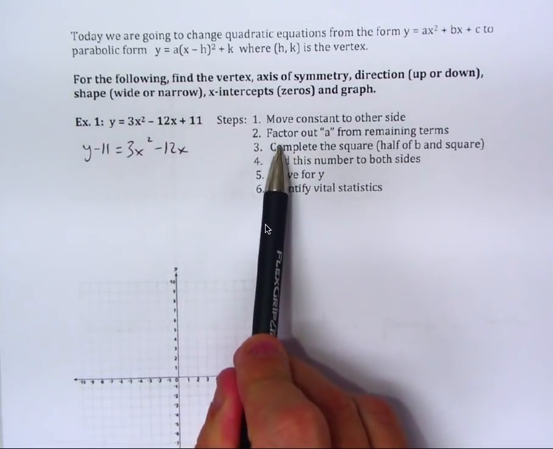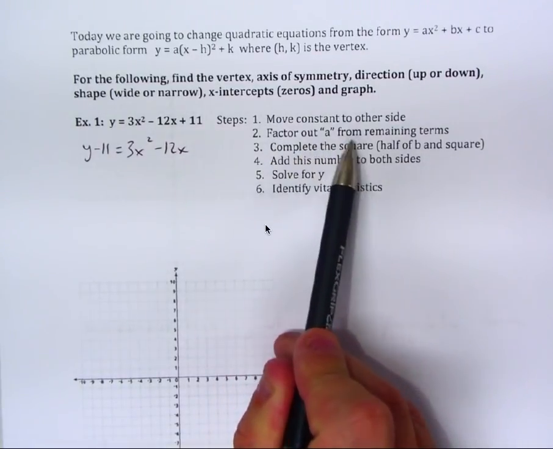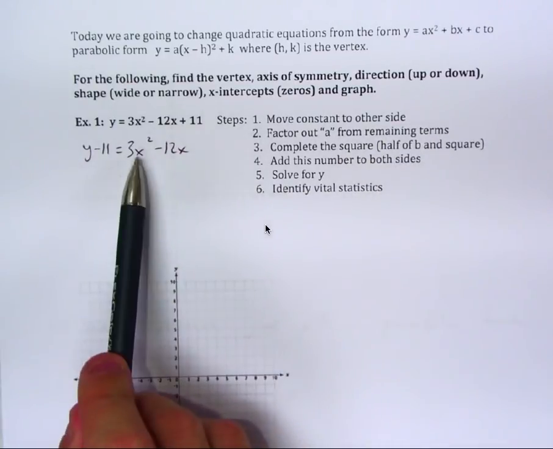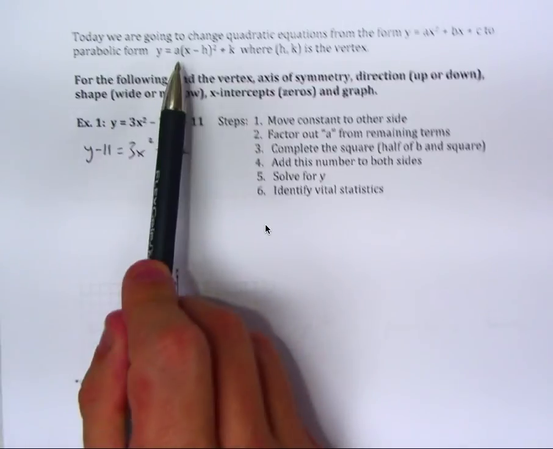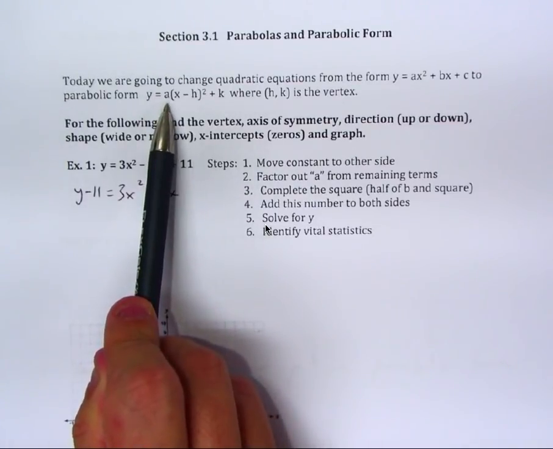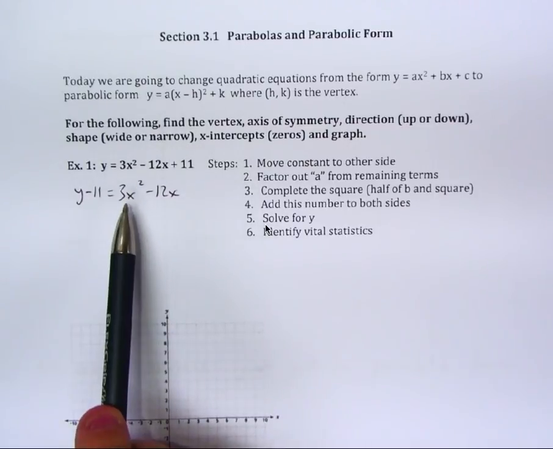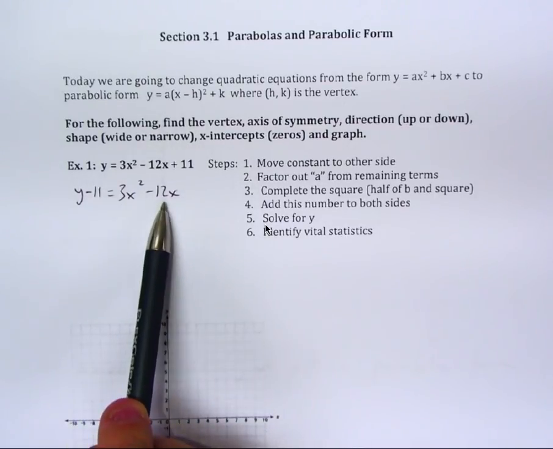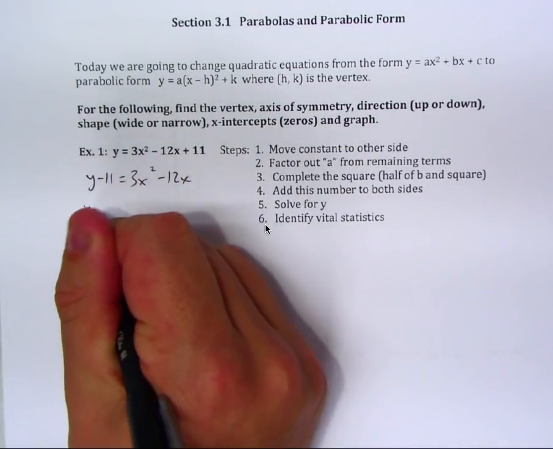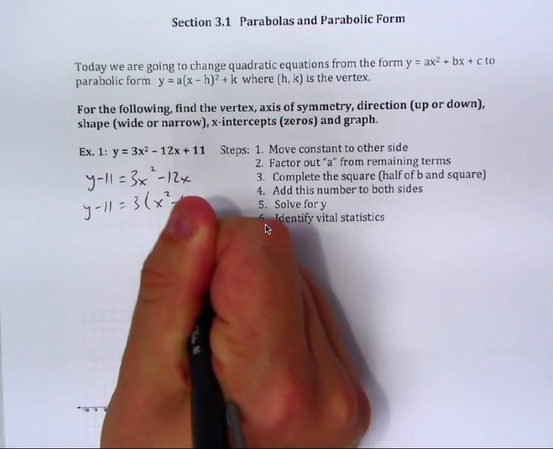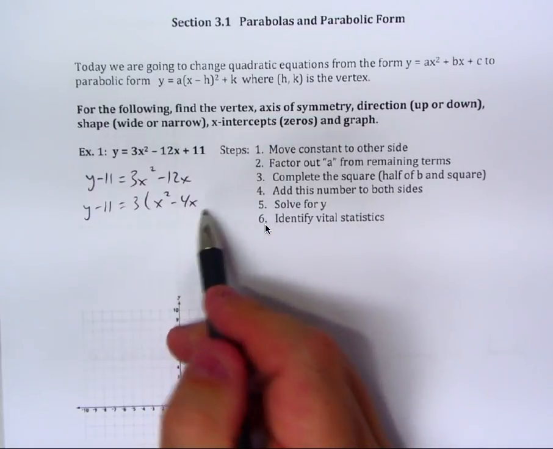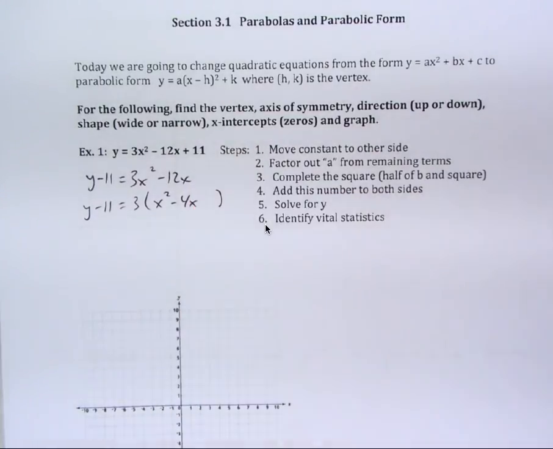Step 2, factor out the a value from the remaining terms. Now that doesn't mean we're going to take the GCF of the right side. We're only going to factor out the number because in parabolic form, we have this a out in front that's factored out, and that's what we're going to do right now. We're going to factor a 3 out of the right side. So y minus 11 equals 3, and then x squared minus 4x. And I'm going to leave a little space behind the 4x. And here's why.